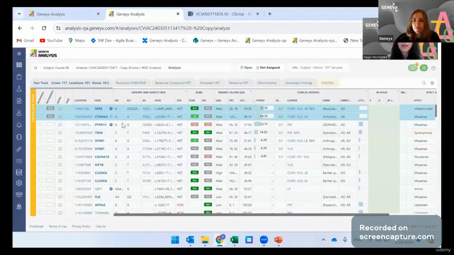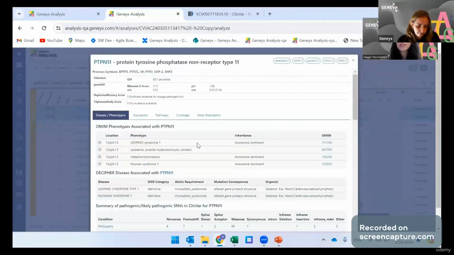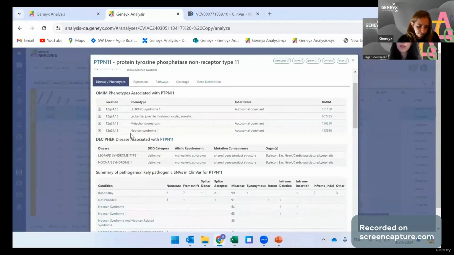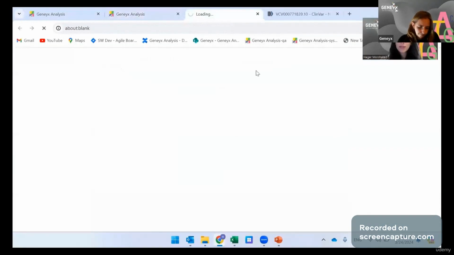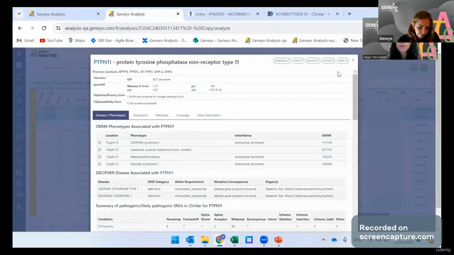The third variant is in the gene PTPN11. If I click on that gene, I would see the OMIM inheritance and the exact phenotype that is associated with this gene so far. What we see here is Noonan syndrome. Noonan syndrome is a well-familiar, even common syndrome. I can click to go and see more information, and we will see it shortly in the presentation.